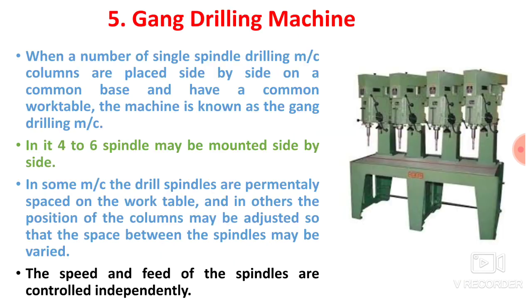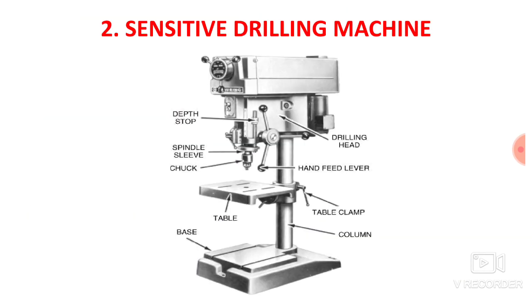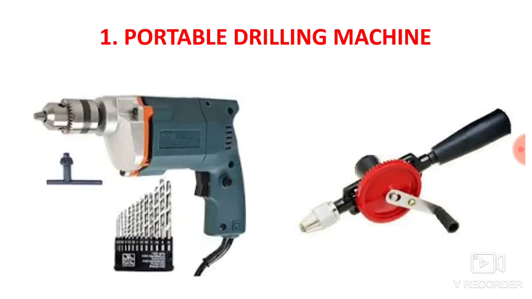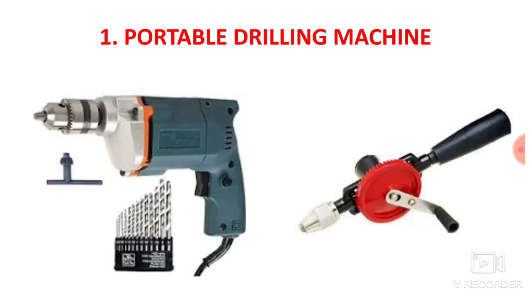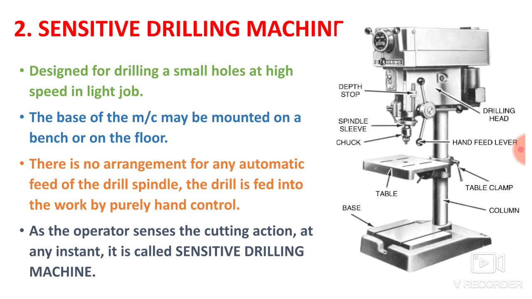So once again I will repeat. So the very first type, that is portable drilling machine, that you can use at your home also. So this is an image of portable drilling machine. It can either be operated by motor or it can be operated by hand also. The second type, that is sensitive drilling machine. Why is it known as sensitive drilling machine? Because the operator can sense the feeding of the cutting tool. That is why it is known as sensitive drilling machine.